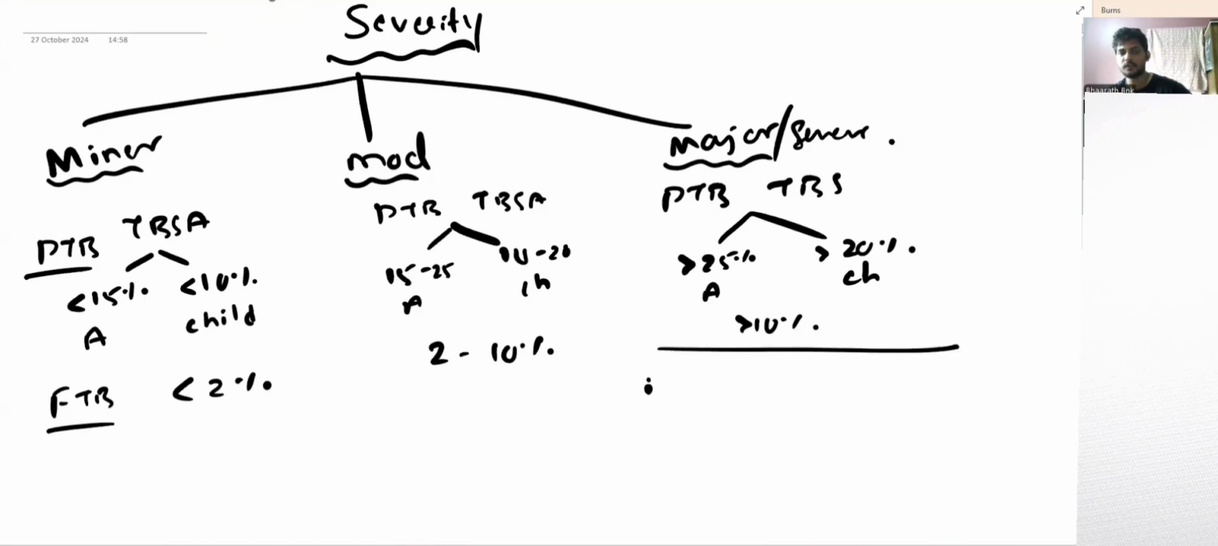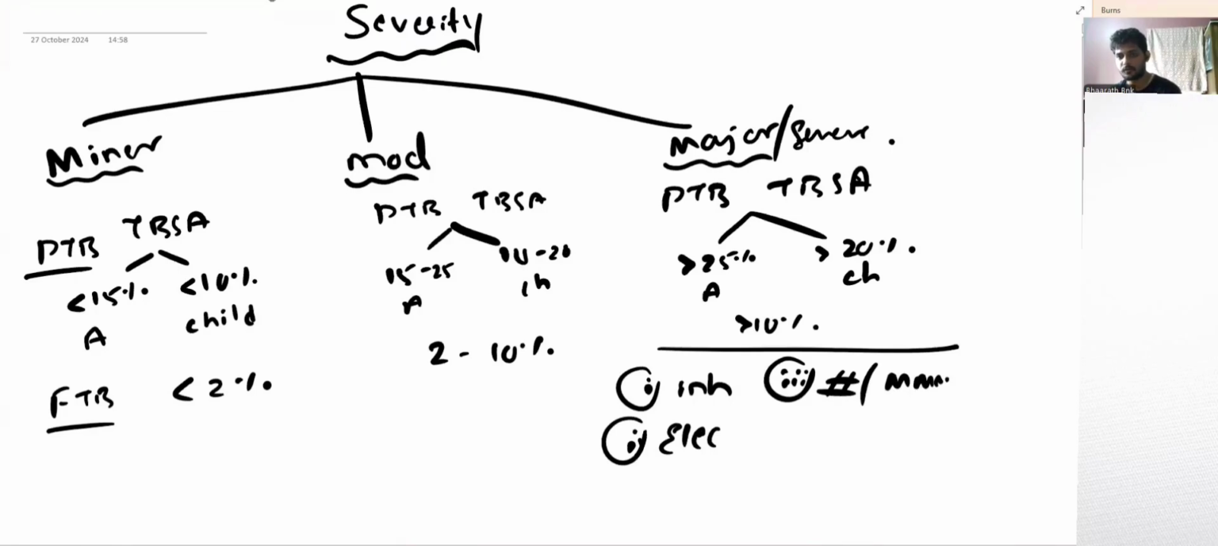Along with that, if it is an inhalational injury, it comes under severe burn. If it is an electrical injury, it is a severe burn, irrespective of the total body surface area involved. Also if the burn is associated with a fracture or any major mechanical trauma. If the patient got a burn, was standing on the roof, fell down from the roof, and has multiple injuries, a splenic trauma, a chest injury, or a long bone fracture associated with the burn, all of that comes under severe burns.